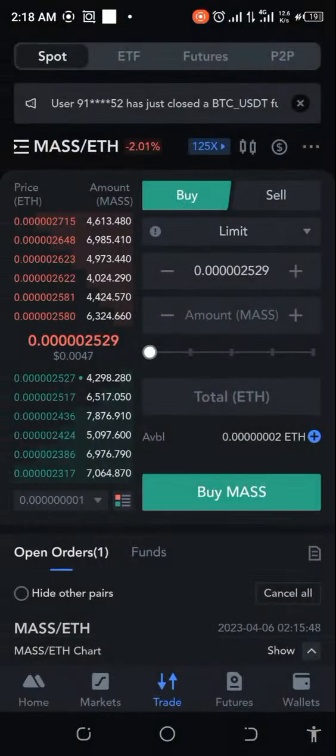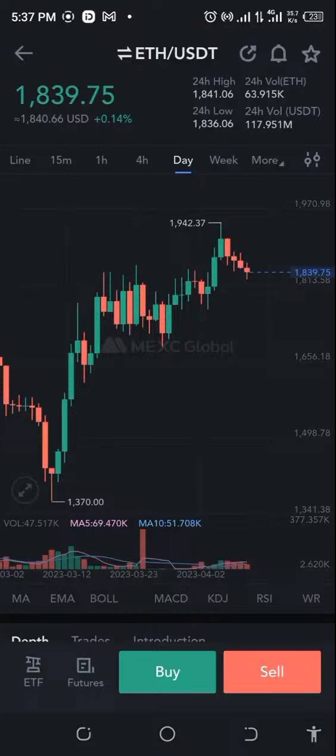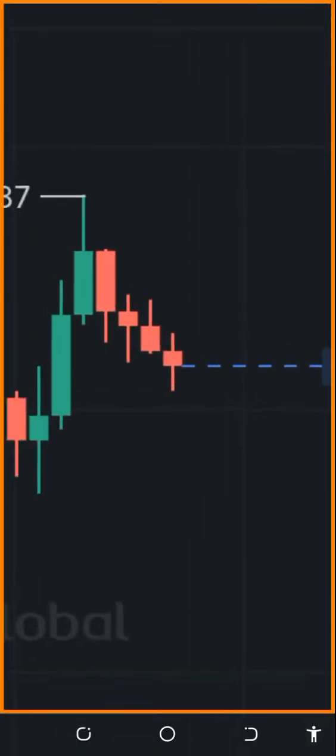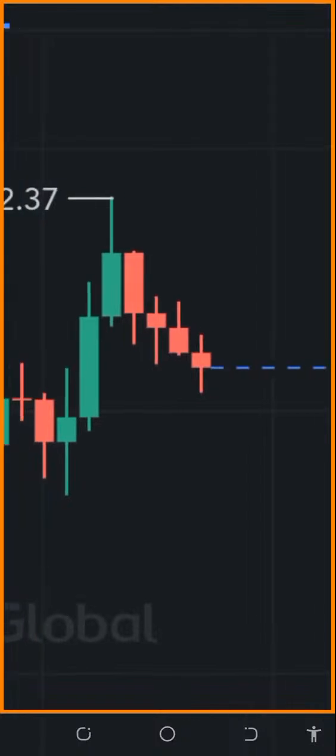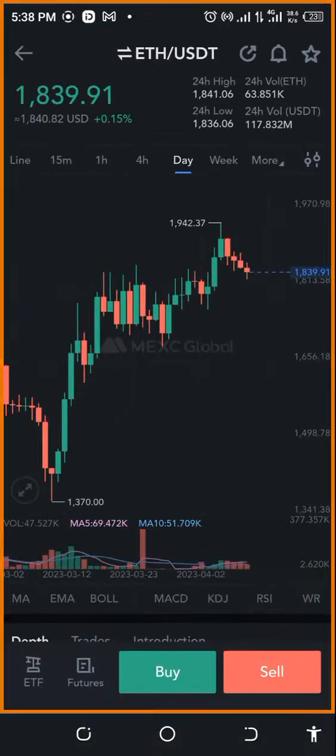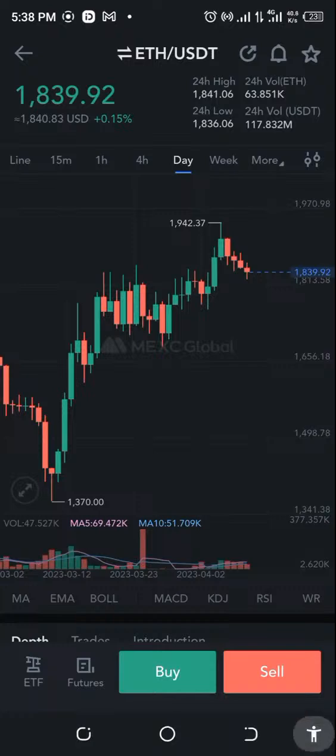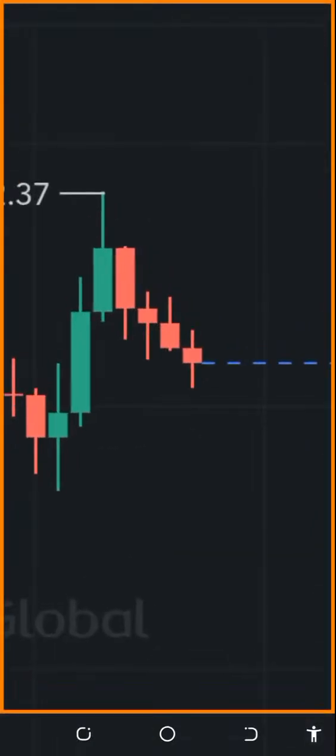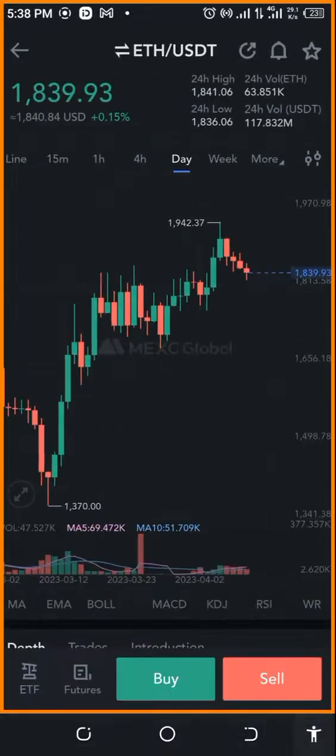See you shortly. Okay, so all right, I'm back after 3 days, and it just seems like ETH decided to go down. As you can see here, this is the 1 day chart, and you can see that for the past 3 days, the ETH has been going down, right?